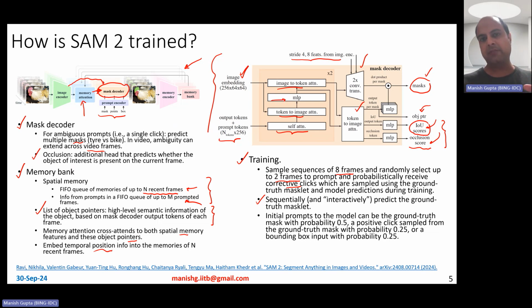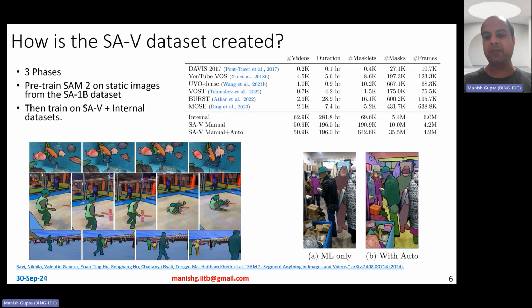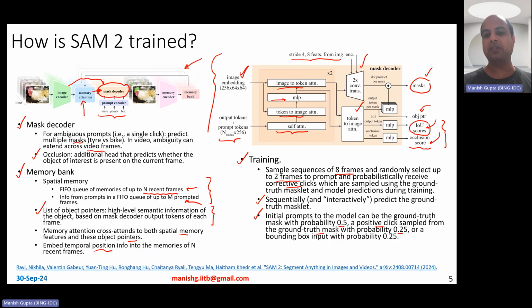When you're processing an entire video, the interaction has to start right from frame one. On frame one, the user has to specify the object of interest that they want to track. For this initial prompt, 50% of the time they use a positive click, 25% of the time they use a ground truth mask, and the remaining 25% of the time they use a bounding box. That is how you start the process for training.